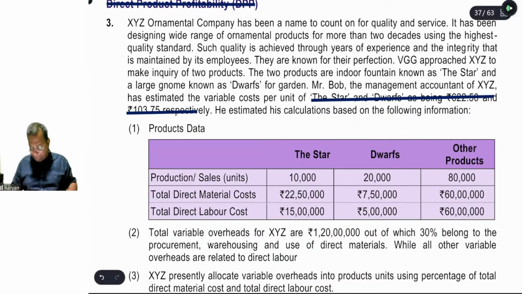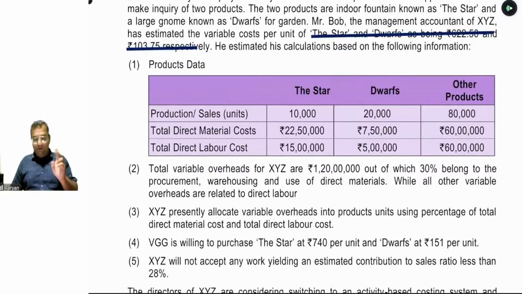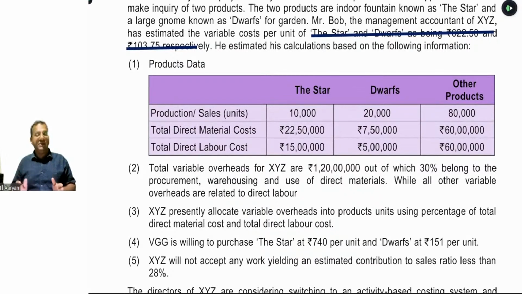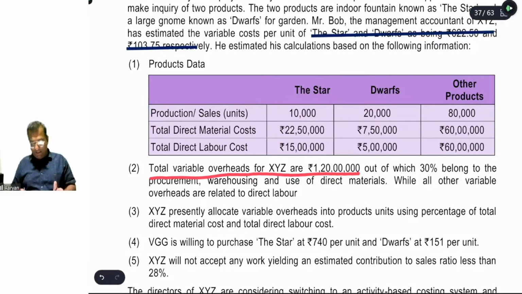Okay, let's see. Product data is given to us, production is given, total material cost is given, total direct labor cost is given. The variable cost will consist of prime cost and variable overhead. These two components are components of prime cost, since the word direct is used in both costs. Now, the total variable overhead of the company is 1 crore 20 lakh, out of which 30% belongs to the procurement, warehousing, and use of direct material, while all other variable overhead is related to direct labor.